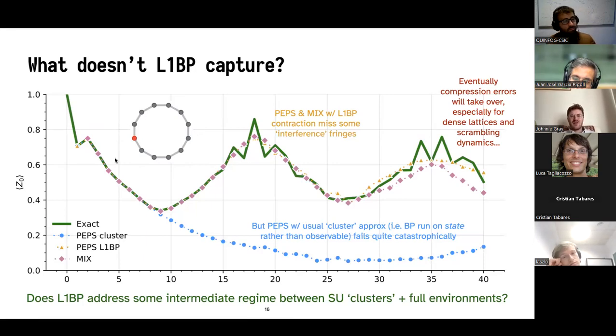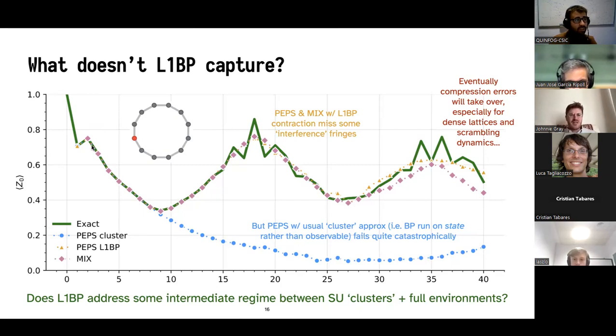So this in some ways is very challenging for usual simple update and BP style algorithms. What I'm showing here is the exact results, which is the green line. PEPS cluster, which is like the usual simple update way of computing observables, where you run BP or simple update on just the state, and then you make reduced density matrices from it and compute the quantity. And then this L1 BP thing, where you insert the operator first and then you run BP, and so you break the translational symmetry. And then our mixed method, which is essentially the same.